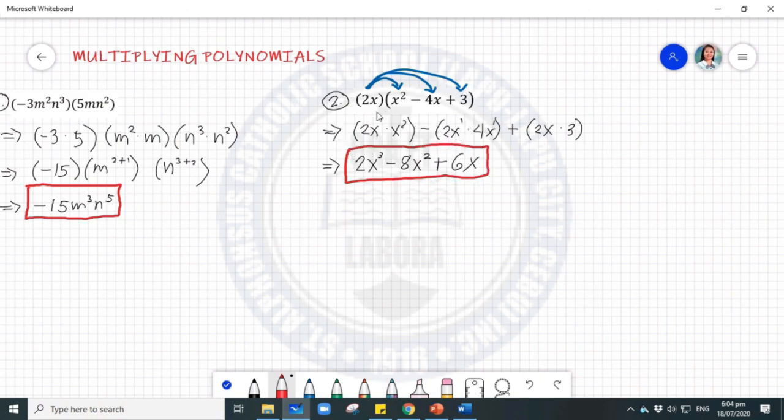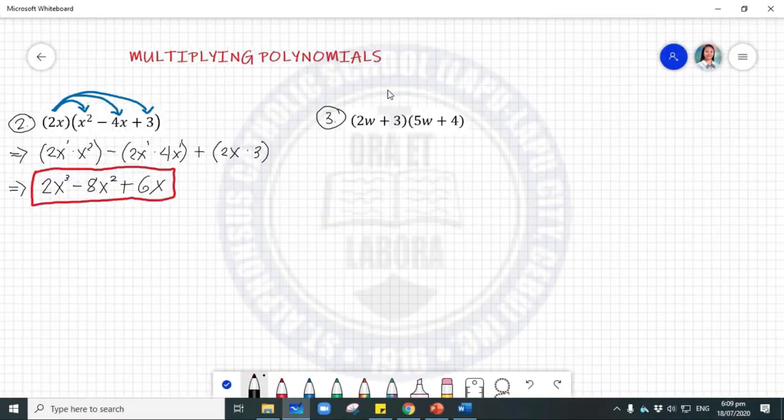Basically, if you're going to multiply monomial times binomial, you will have the same process. Okay, now let's move on to our third example. This is binomial multiplied to binomial. 2w plus 3 multiplied to 5w plus 4. In this one, we're going to use the very famous FOIL method. FOIL means first, outer, inner, and last terms.